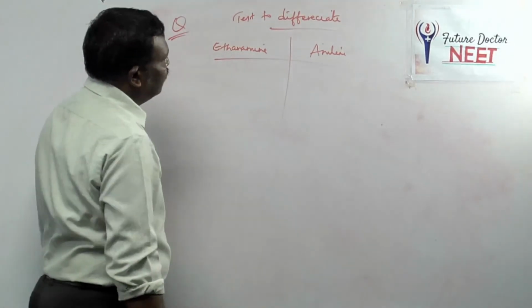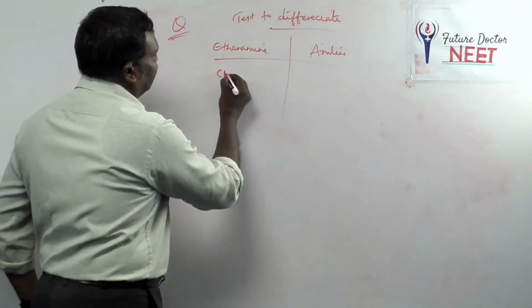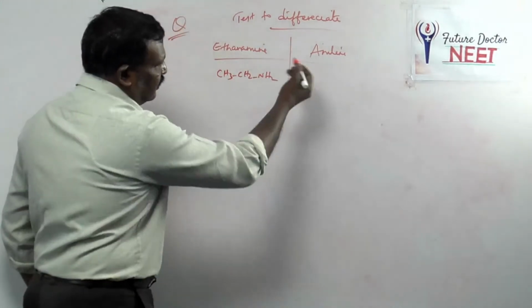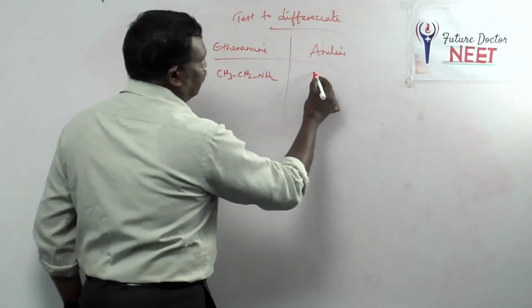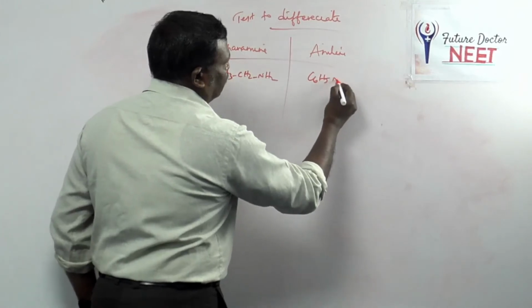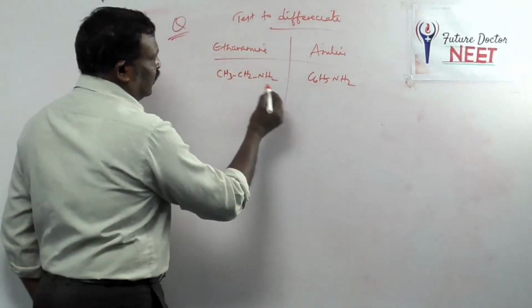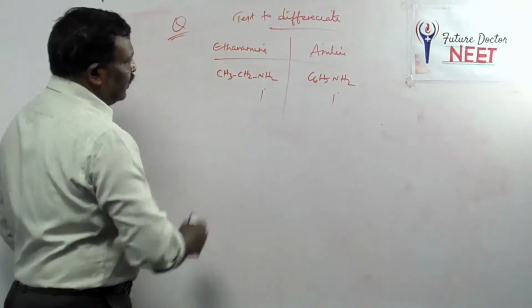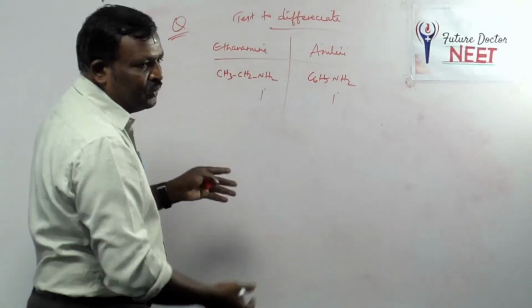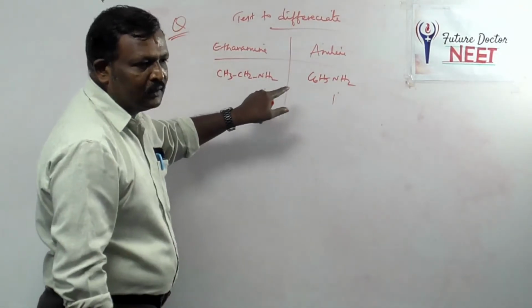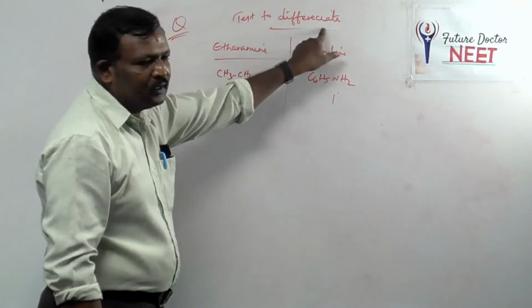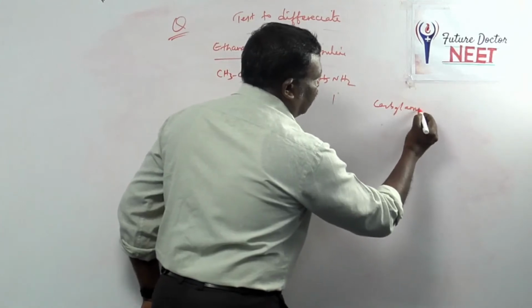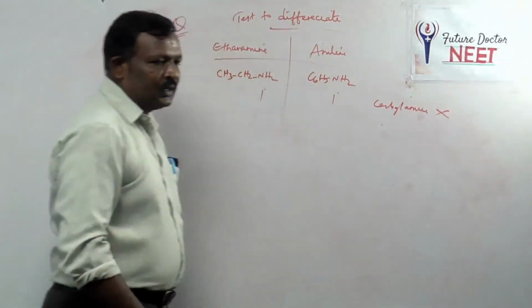This is what? Ethanamine. What's the formula? CH3CH2NH2. And aniline. What's the formula? C6H5NH2. Both are what amine? Primary. Okay. But if you use the carbylamine test, it will not help. Both can answer, so we should not select carbylamine. We have to differentiate, so carbylamine is not working. By using carbylamine, we cannot differentiate.